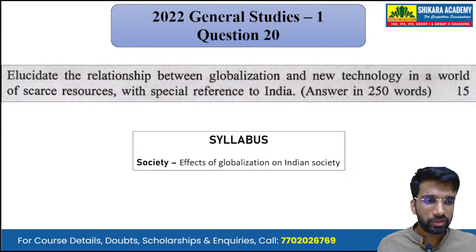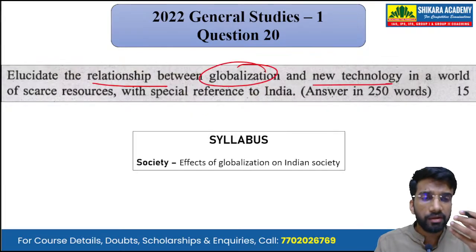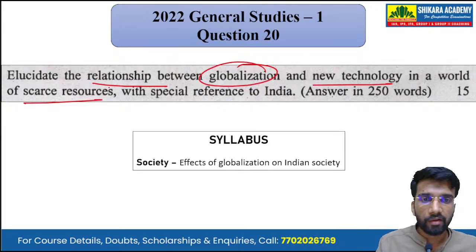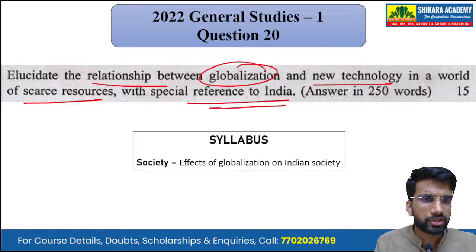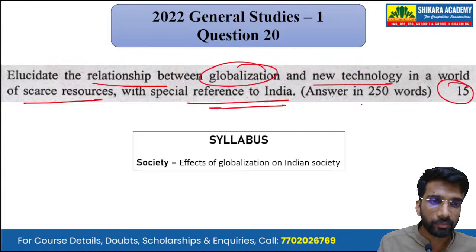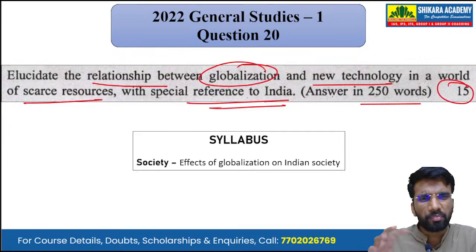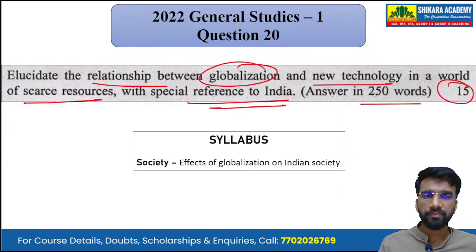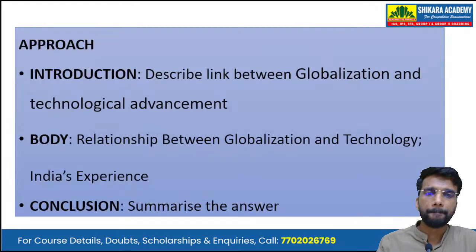Now, moving on to the last question of the day, question number 20. Elucidate the relationship between globalization and new technology in a world of scarce resources with special reference to India. A very applied conceptual question asked for 15 marks that we had to answer in 250 words. Mapping it with the syllabus, broadly, this question has been asked from the topic of globalization.